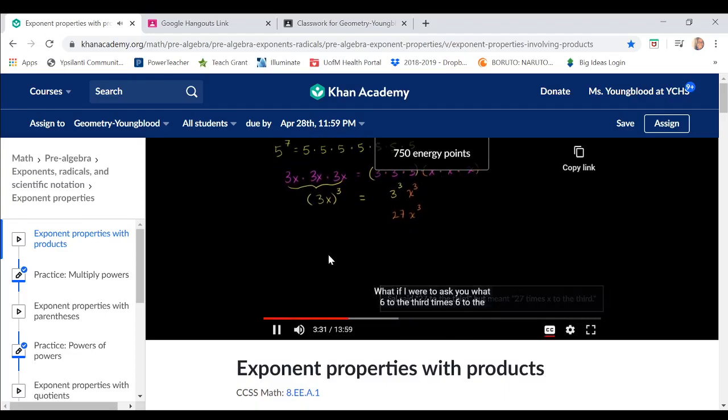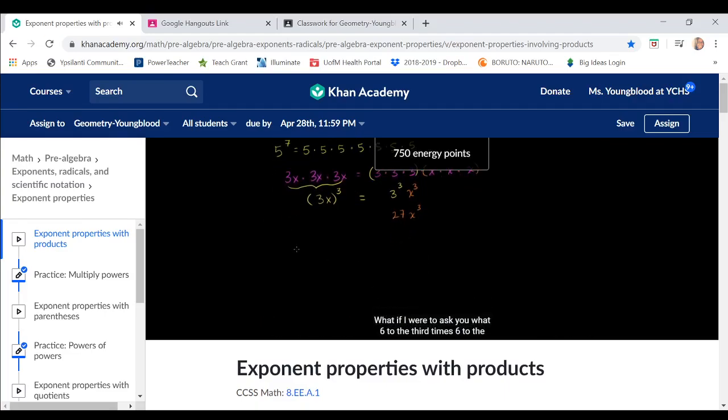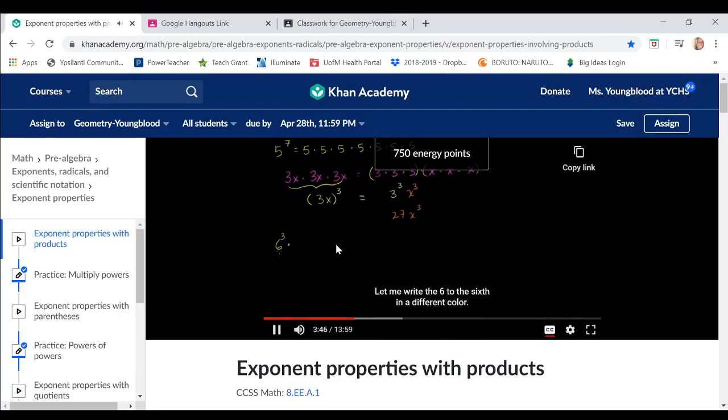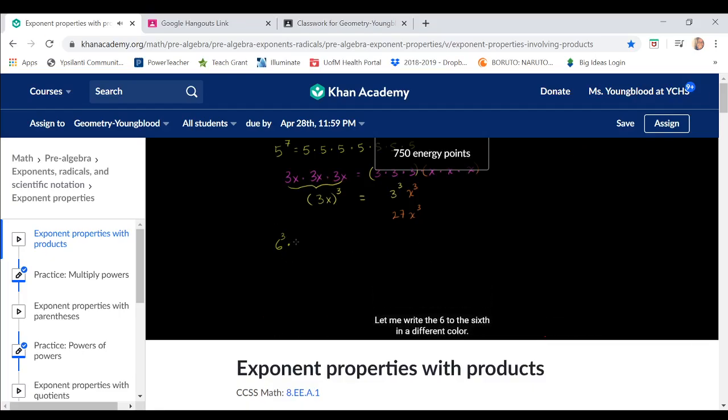What if I were to ask you what 6 to the third times 6 to the 6th power is? And this is going to be a really huge number, but I want to write it as a power of 6. And let me write the 6 to the 6th actually in a different color. 6 to the third times 6 to the 6th power. What is this going to be equal to?